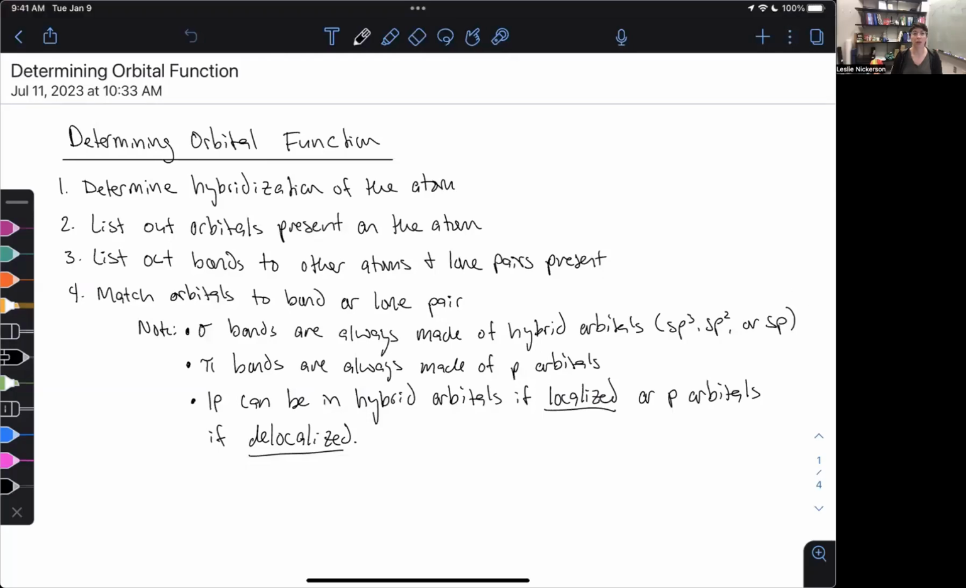Hi everybody, I'm going to talk a little bit about how to determine orbital function today in this video. So we're going to be thinking about what orbitals are on an atom and what those orbitals are exactly doing. Are they making bonds? Are they holding lone pairs? What kind of bonds are they making? That's the thing that we want to be thinking about today.